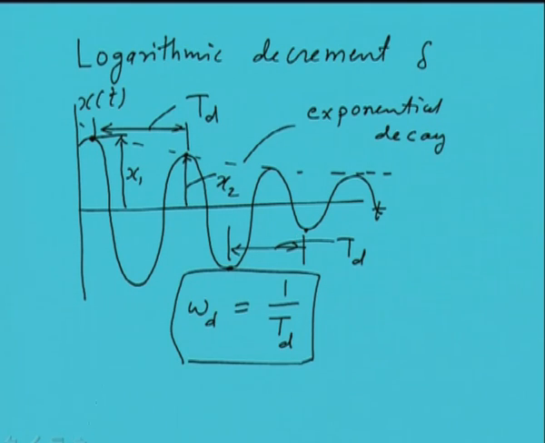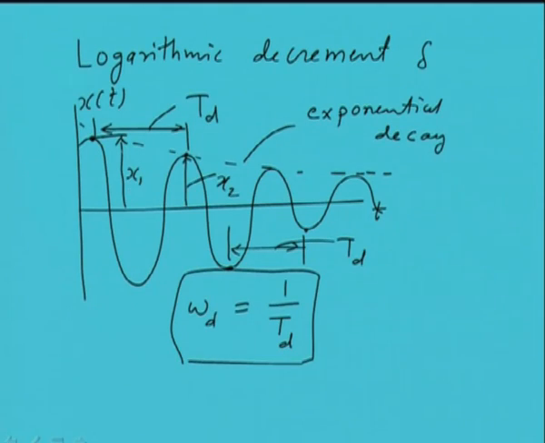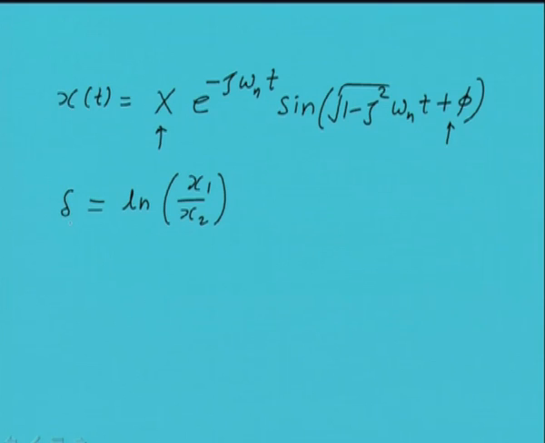And this response we have already represented mathematically earlier like this. This is the response having some amplitude, the exponential decay term, and a harmonic function with a phase. So this is the phase, this is the amplitude, and now we are defining a term, logarithmic decrement, which is nothing but the natural log of two consecutive amplitudes, as we have shown in the previous figure. These are x1, x2, the two consecutive peaks, and the natural log of the ratio of that we define as the logarithmic decrement.